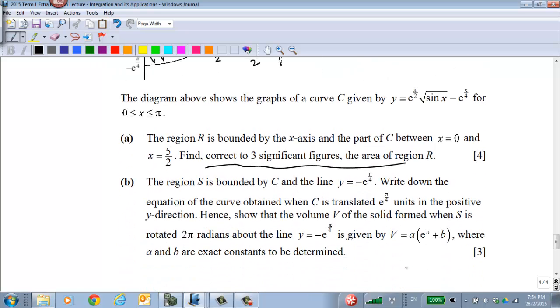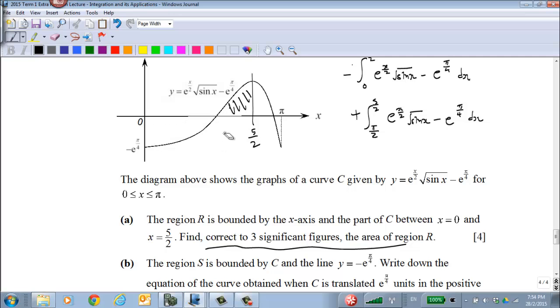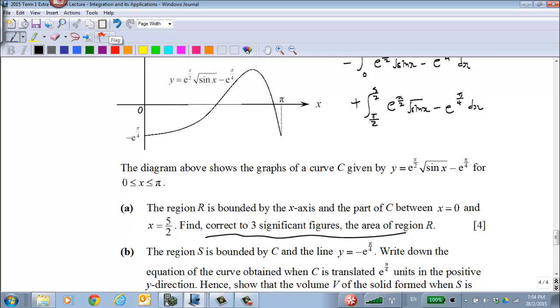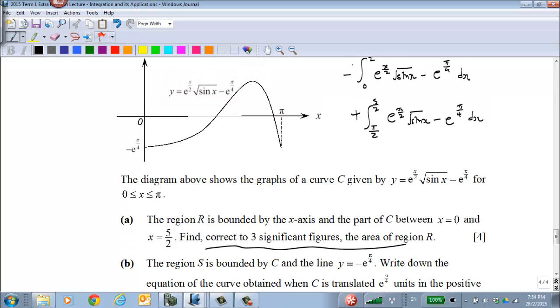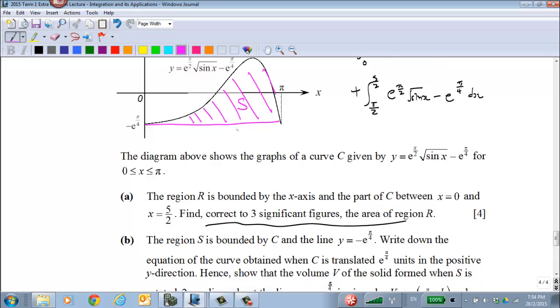Okay. After this, we are given the region S. Okay, this one I have to erase everything because it won't make you all confused. The region S is bounded by the curve C and the line y equals minus e pi over 4. So the line y equals minus e pi over 4 is somewhere here. So this is S. Then you have to write down the equation of this when it's translated e pi over 4 units in the positive y direction. This one should be simple. I hope you should all see that the equation of the curve is something like this.